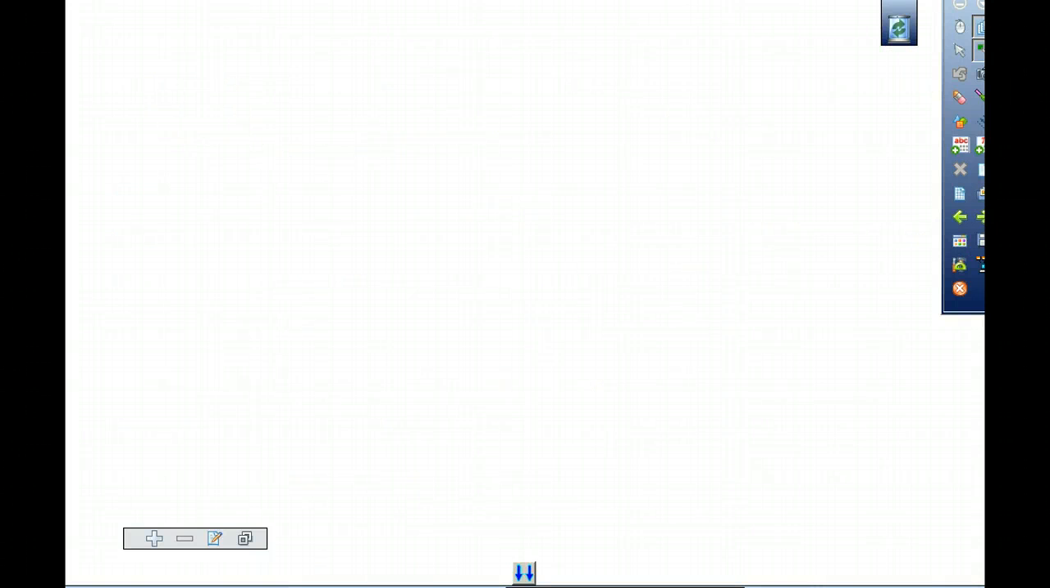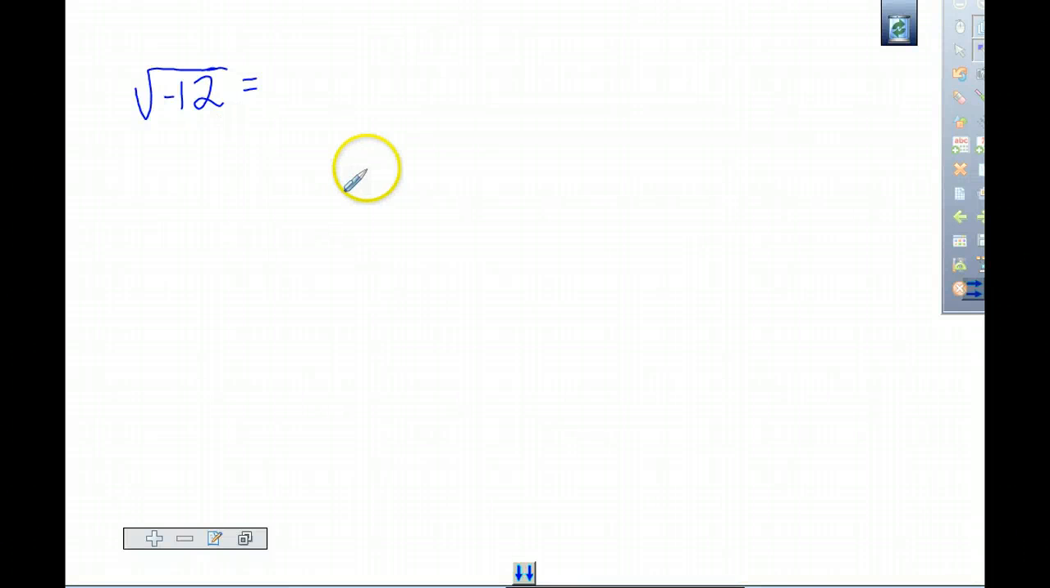Alright, so let's play a little bit more. I want you guys to practice a second here. What is the square root of negative 12? Write that down. Simplify it. How would you simplify square root of positive 12? What would that be? Square root of positive 12 is? Well, 4 times 3 is positive 12. We have to know that positive 12 is 4 and 3.